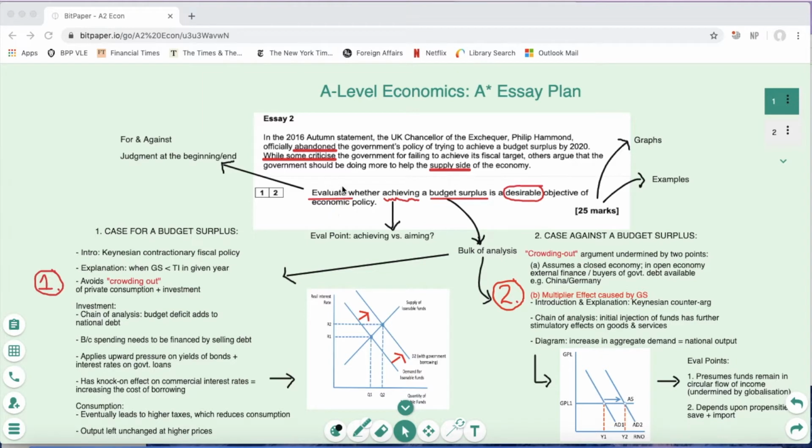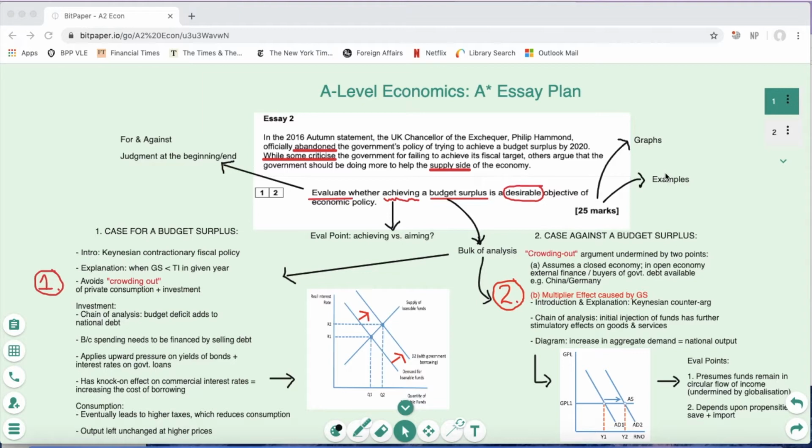So first, this emphasis on evaluation. Second, emphasizing giving rise to a potential evaluation point, which is a bit nuanced, of this idea of achieving a surplus, or simply aiming for a surplus, and whether that's enough, which is important to bring into the conclusion. This obviously is the main emphasis of the question, budget surplus, which is going to be the bulk of your analysis on both sides of the case, and obviously it being a desirable objective or not. And because of the 25 marker, we always want graphs, diagrams, and obviously a lot of examples.